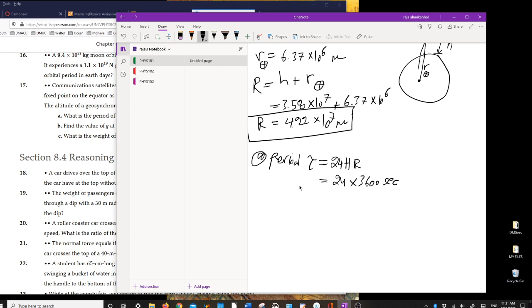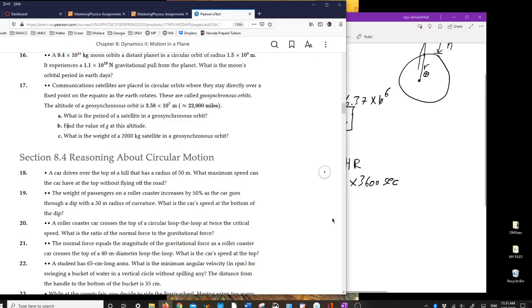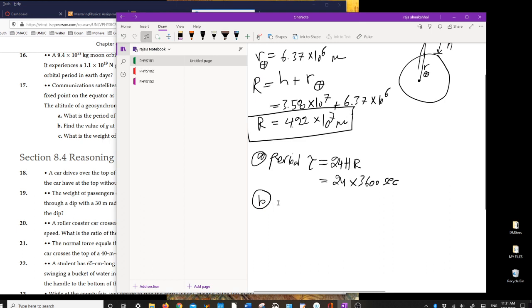Okay. B. B says find the g value at this altitude. Okay, so basically we want to find the acceleration there. Well, we know that the acceleration is equal to, there's several versions for it. One is v squared over r, right? Another version for it, we know that v is omega r, so that's omega R squared, make it big R, over r, so that makes it omega squared r. Okay, so that would be one way to calculate that.